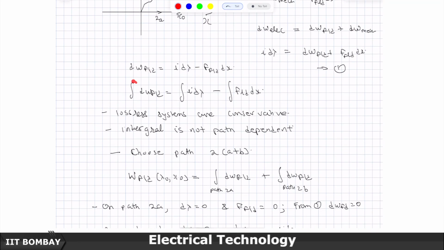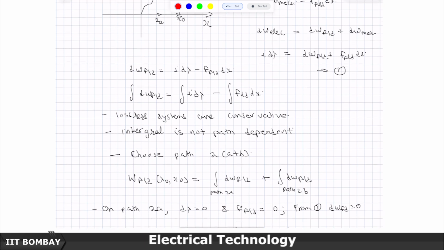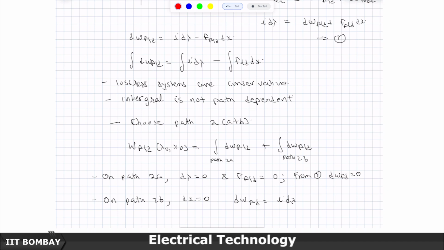the magnetic field energy at the final point, I am doing an integral moving from here, and then taking a path from 2a to 2a, and then the path to 2b. So, what happens is, along the path 2a, dFLD turns out to be 0.